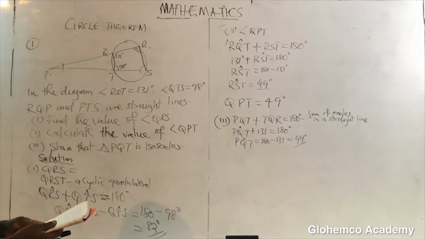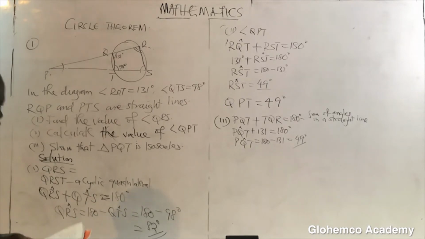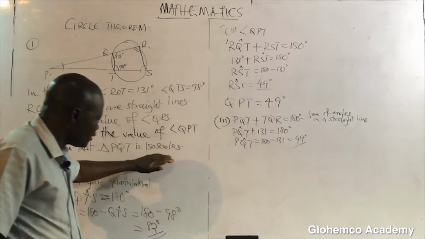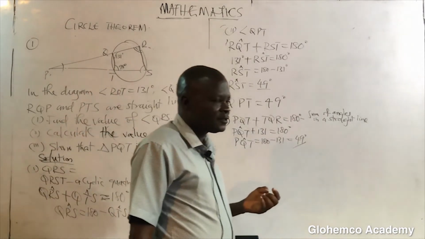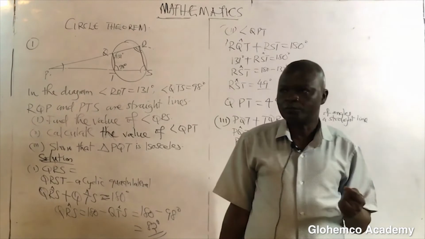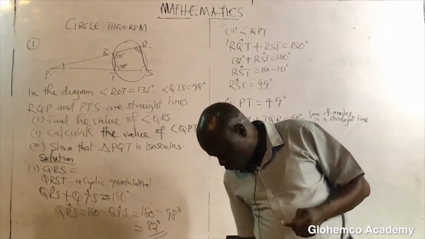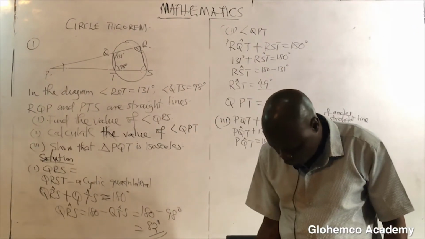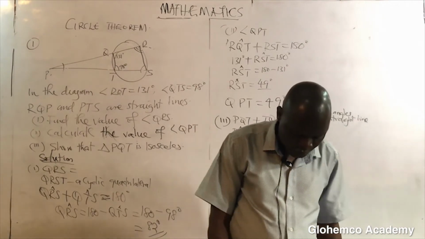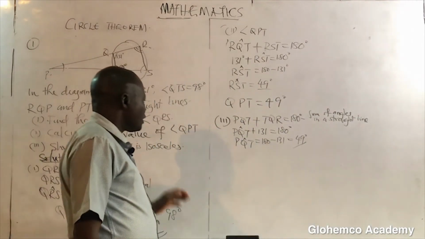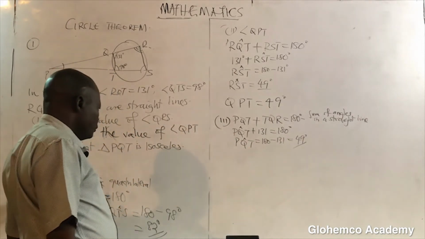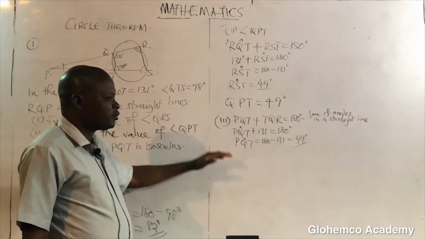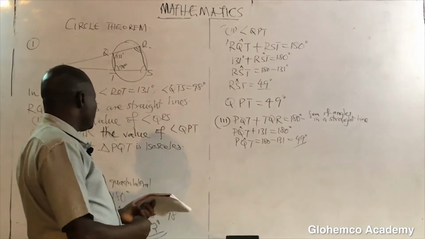But we have to show that it is an isosceles triangle. What is an isosceles triangle? That should be the next question to you. An isosceles triangle is a triangle with two sides equal. If the two sides are equal, the base angles are also equal.